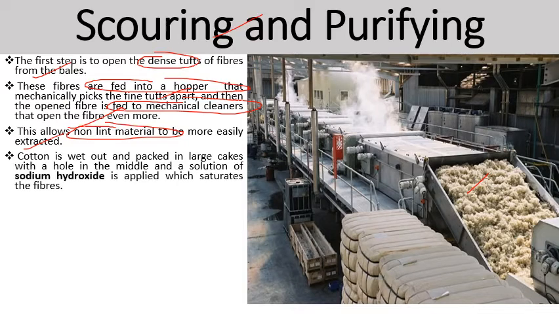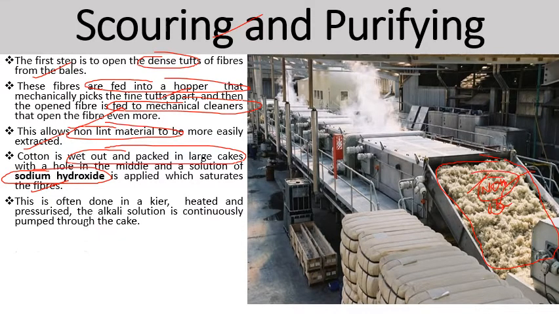जो भी फाइबर के अलावा एक्स्ट्रा इम्प्योरिटीज है उन्हें रिमूव किया जाता है. Cotton is weighed out and picked in large cakes with a hole in the middle, and a solution of sodium hydroxide is applied which saturates the fibers. So जो कॉटन है उन्हें लार्ज केक्स की फॉर्म में बाहर निकाला जाता है, एंड सेंटर में एक होल क्रिएट किया जाता है, and through that hole this solution of NaOH is poured, and this solution helps in saponification of excess. This is often done in a keer.